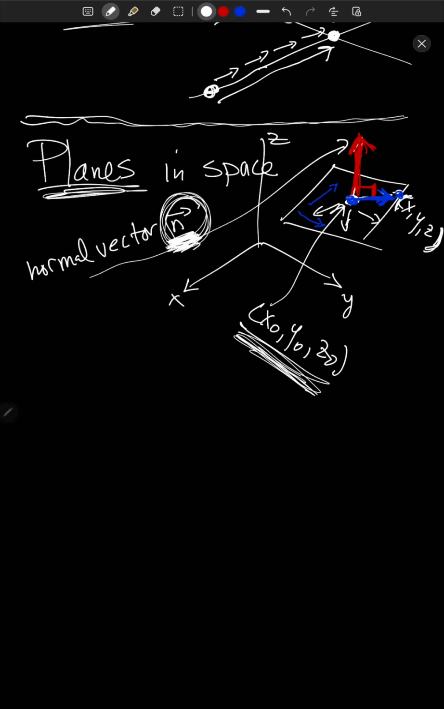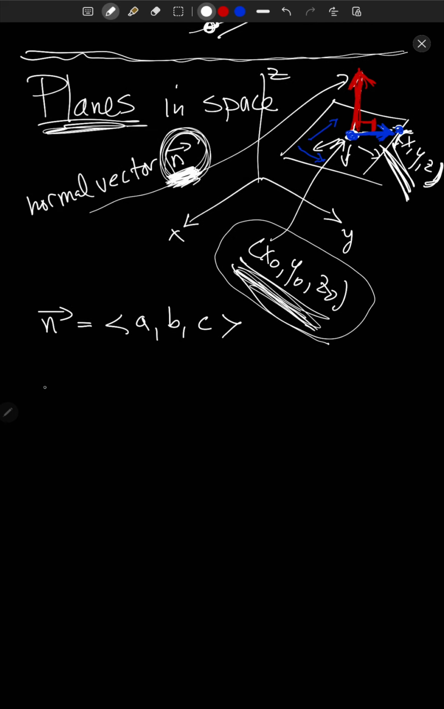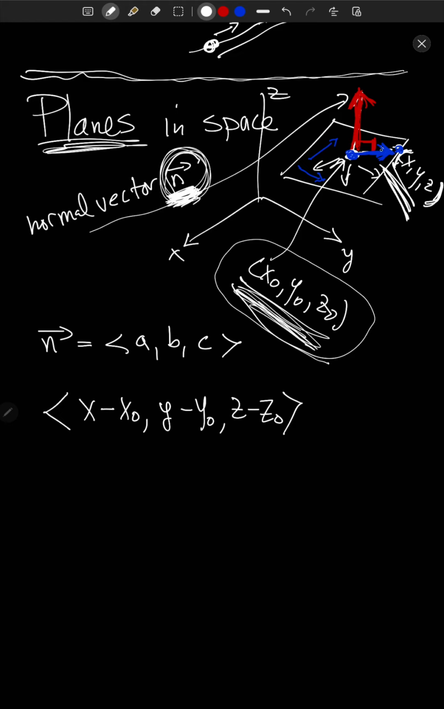Let me write down coordinates for the red vector, the normal vector. So let's say the normal vector is ABC. Again, we have a point on the plane, x0, y0, z0. We have a second point on the plane, x, y, z. Now, let me write down the blue vector. The blue vector is (x minus x0, y minus y0, z minus z0), just the head minus the tail. And what did I just say? Well, this blue vector is perpendicular to the red vector, so this is perpendicular to ABC.